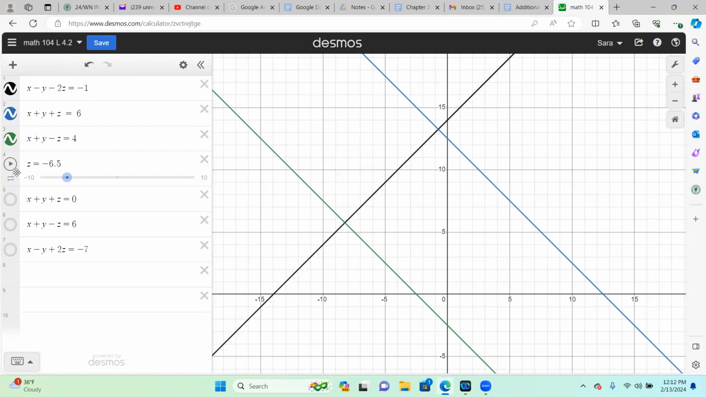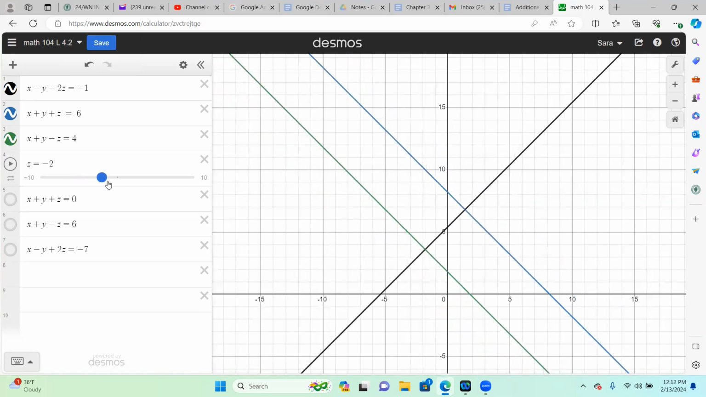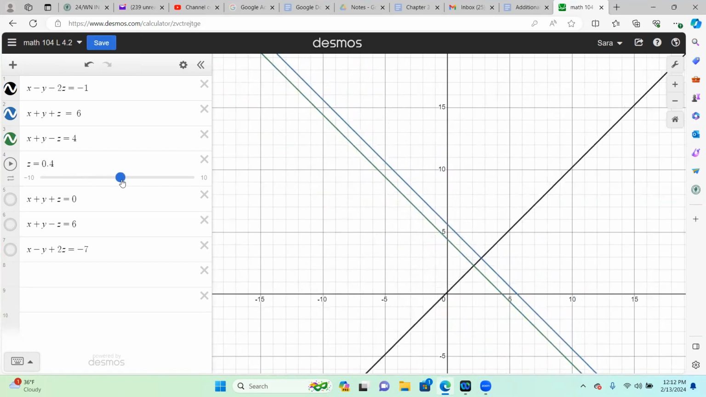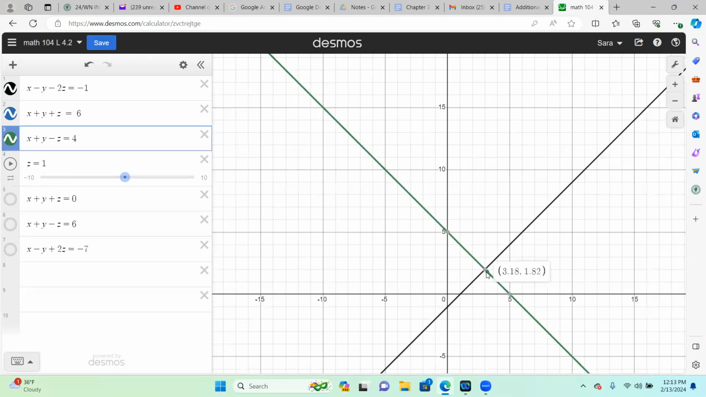If not, it should automatically ask you to create a slider for Z. And then when I move it, see what happens is they get closer together. So I'm going to move this until they intersect. And I believe from my equation solving that they intersect when Z equals 1. And you can see that here where I'm circling with my mouse, it is when Z equals 1 that they actually collapse. And that is where they intersect. And you can see that X is 3 and Y is 2 at that same point.